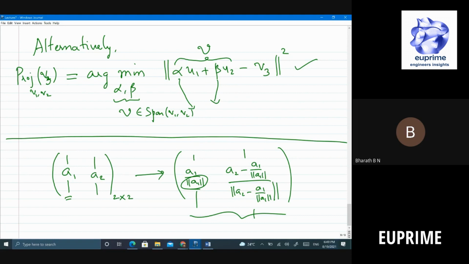How do I get A2? A2 is not so straightforward. First of all, I have to add A1 by something. So if you look at this term here, what is this? This is basically some linear combination of A1 and A2. This first one is a combination of A1 only. The second column is a linear combination of A1 and A2.